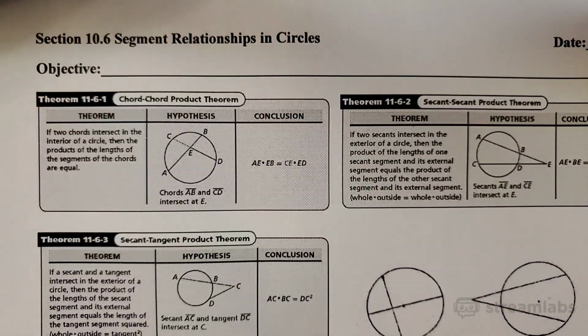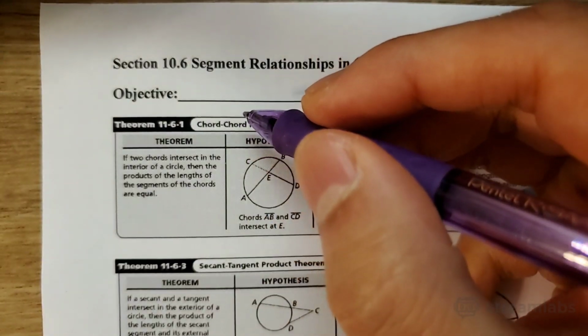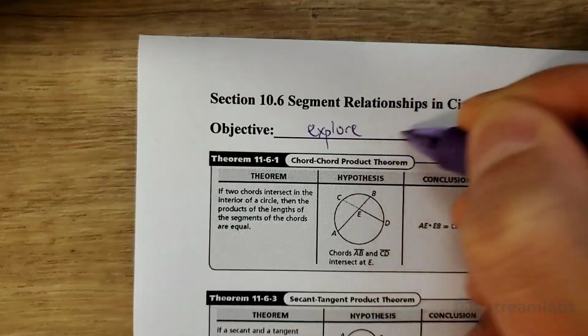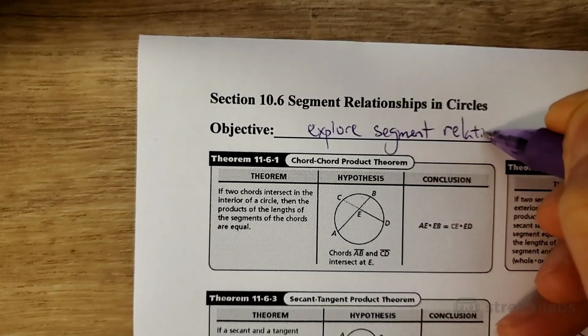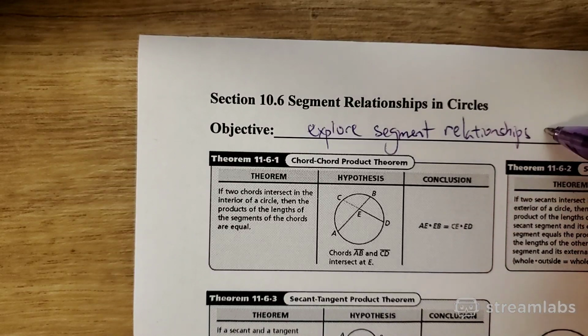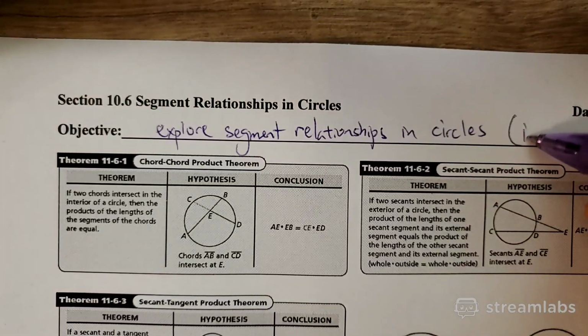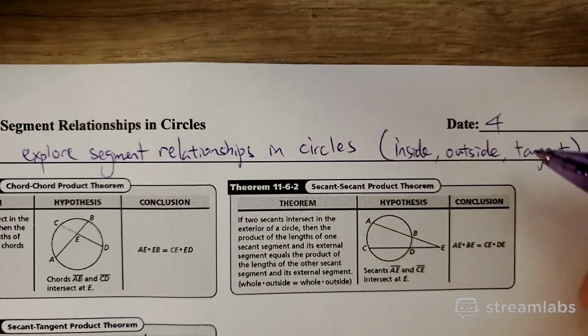Okay, segments. So today I'm going to explore segment relationships in circles, but there are several parts. Same thing as before: we have an inside situation, an outside situation, and a tangent situation. Today is the 4th of April.